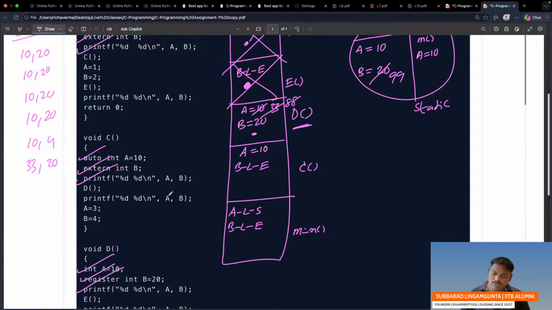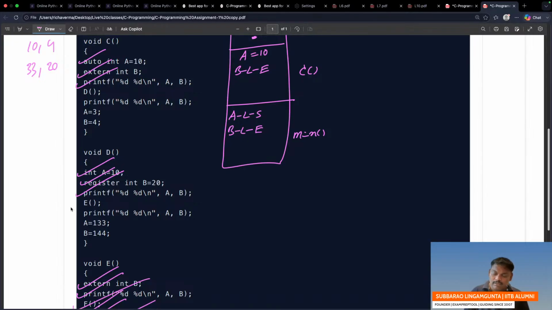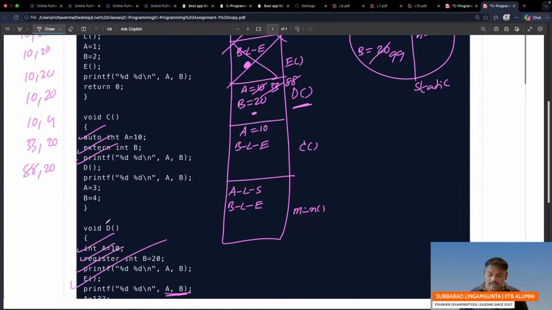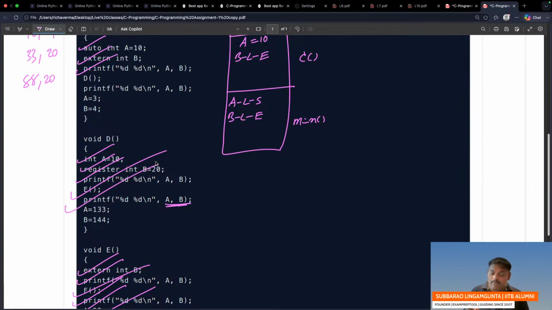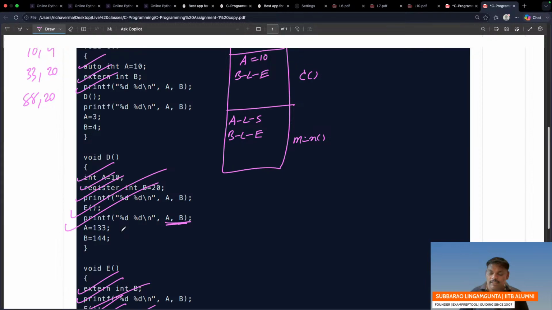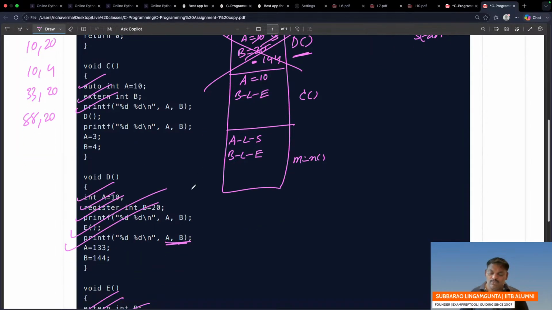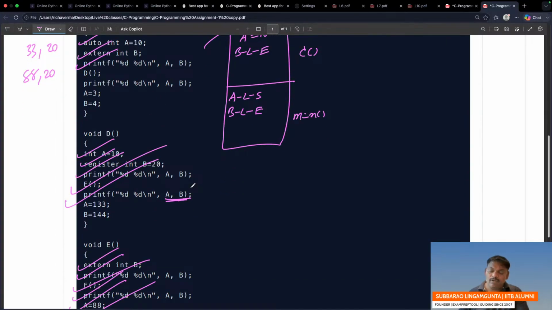After E cancellation, you will go to D function. In the D function, E completed. Printf A comma B. Remember A local, okay? B also local. Both are local. Nothing special. In the D, both are local. 88, 20. So in the D, printing also completed. Both will change to 133, 144. But anyhow, they are local. That lifetime is over. A 133, B 144, lifetime over.